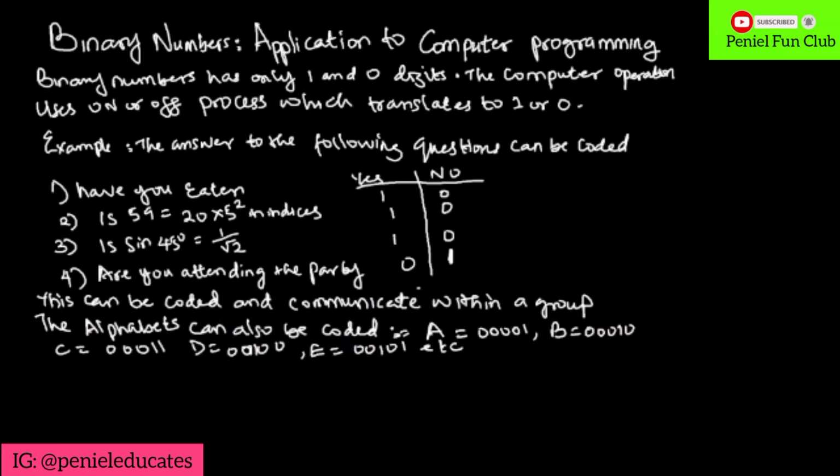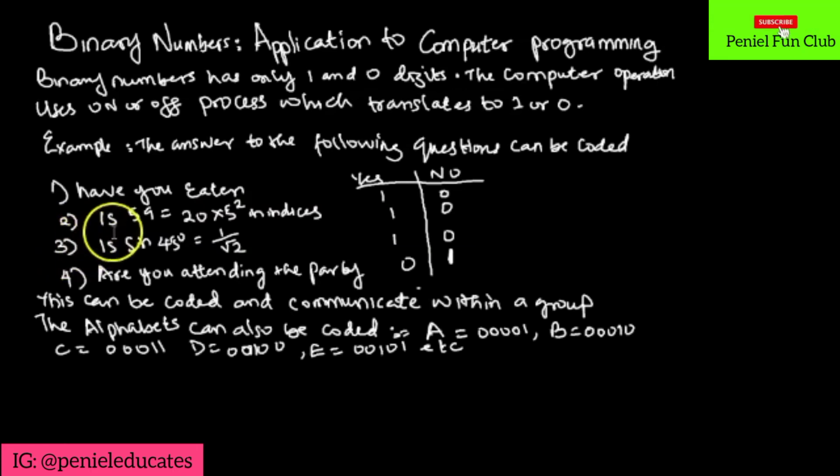So now let us look at some applications of binary numbers. If you look at some applications of binary numbers, you know that binary numbers have only 0 and 1 digits, and this can actually be used for computer operations because we can use on and off, which translates to on is 1 and off can be 0. All right.